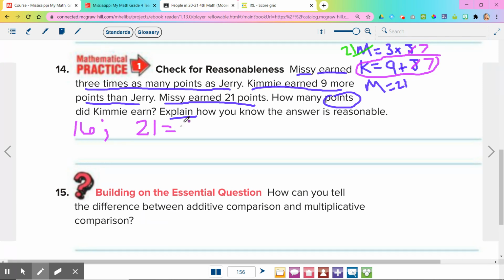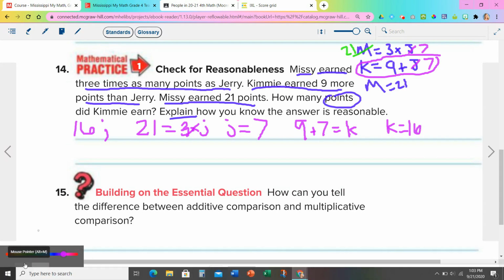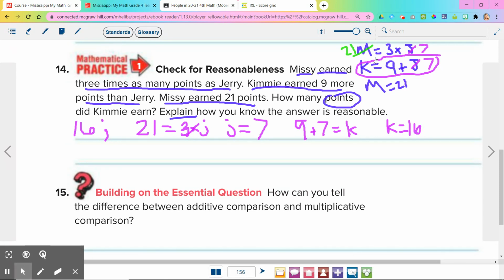So how I would explain that is I would say 21 equals 3 times J. J for Jerry, J equals 7. Then I took my 7 and I said 9 plus 7 equals K, and K equals 16. So you'll probably have to do the same thing for number 13. Write out your facts, plug it in as you go, and see if that helps you.